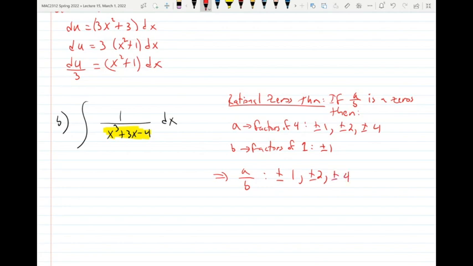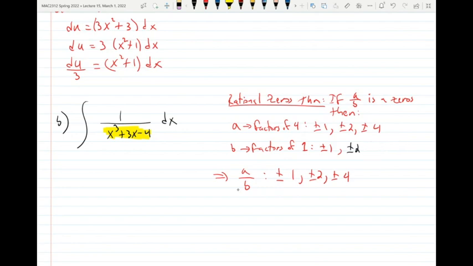For example, if this had been a 6 in here, then you would have plus or minus 1, plus or minus 2, plus or minus 3, plus or minus 6, and then you would have a bunch of fractions popping up in here. It's just that here the fractions are just over 1. Do you understand this?